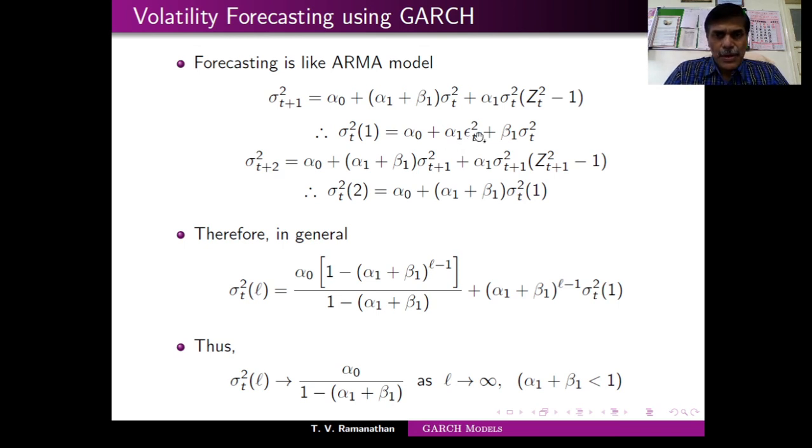So this is epsilon t square plus beta 1 sigma t square, just to maintain the format. That's all, because that will help us when you go for sigma t plus 2. Now for t plus 2, you can see that it will be alpha naught plus alpha 1 plus beta 1 sigma t plus 1 square plus alpha 1 sigma t plus 1 square into zt plus 1 square minus 1. So this is the equation that you get.